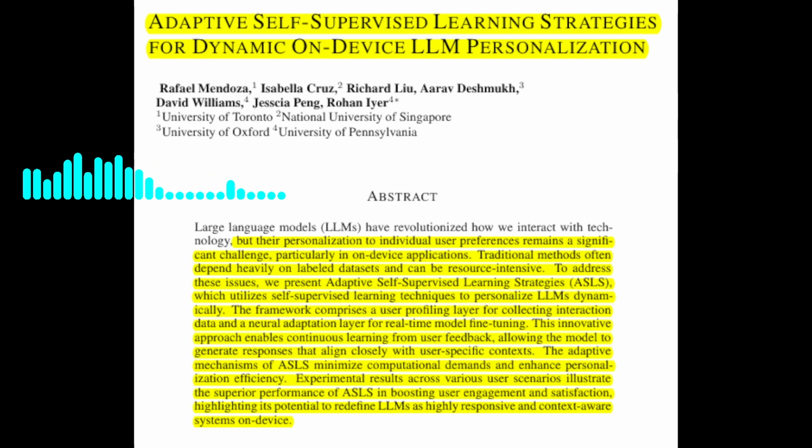The paper mentions that ASLS was evaluated across various user scenarios. What were the key findings of these experiments? The experiments demonstrated that ASLS significantly outperformed traditional personalization methods across multiple datasets and user scenarios. The paper reports that ASLS achieved higher user engagement and satisfaction scores, indicating that the model was able to generate more relevant and appealing responses.